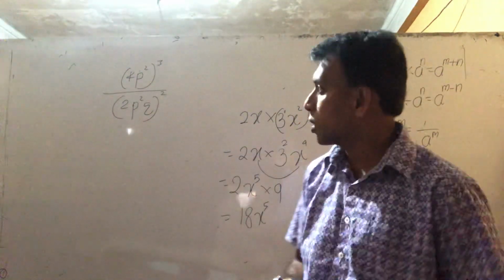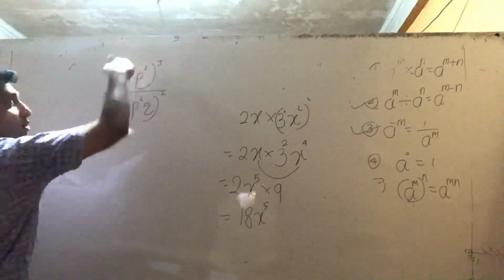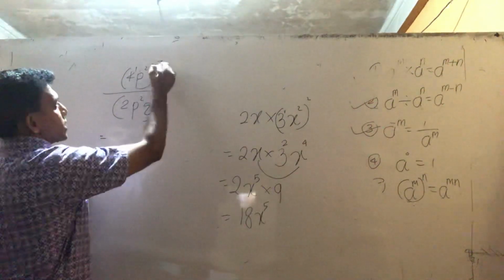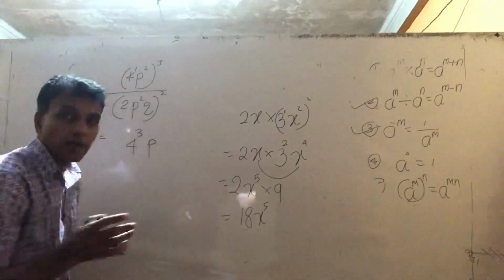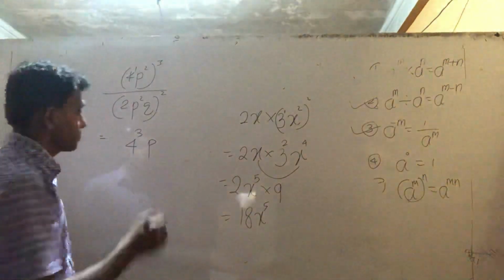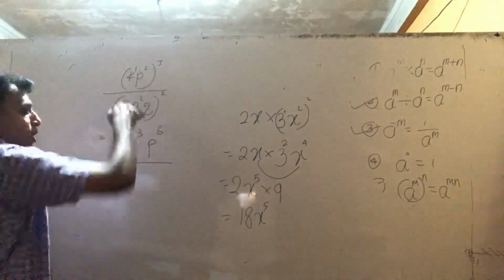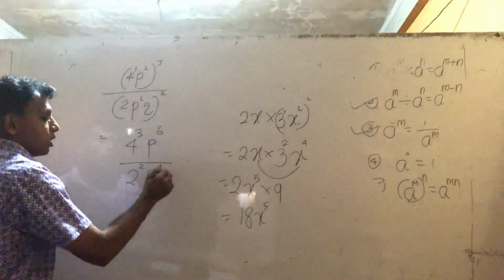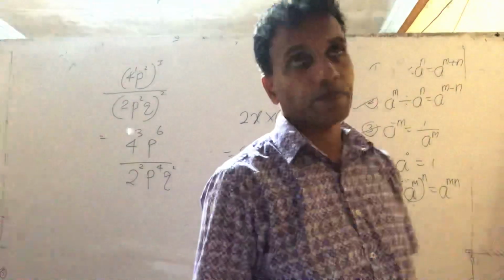Using all the rules. Completely power 3 means this 3 belongs to the 4 also, and p. Here 1, 4 means 1, right? So 1 times 3, 3, 4 to the power 3. What is p to the power? Power of a power, multiply. 2 and 3 multiplied, what is that? 6. Over completely squared, 2 squared, p power 4 q squared. Okay, power of a power rule.